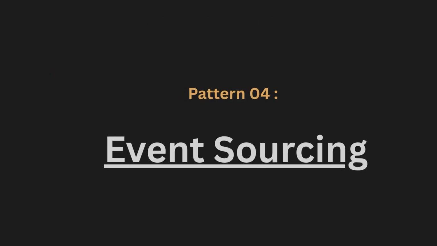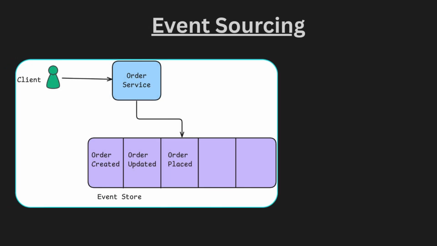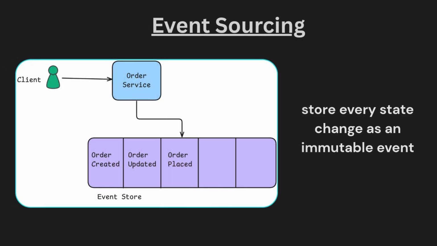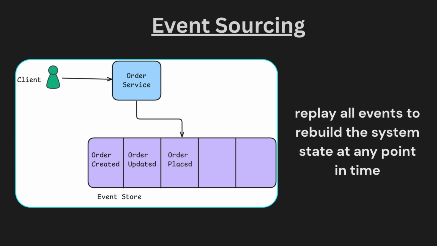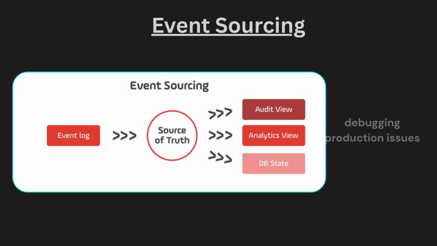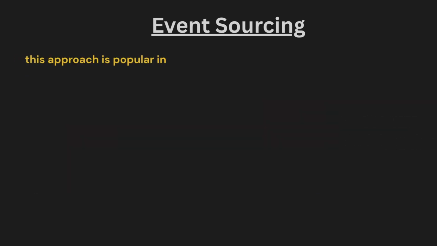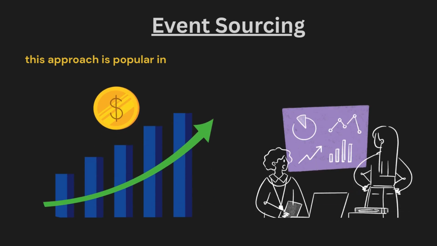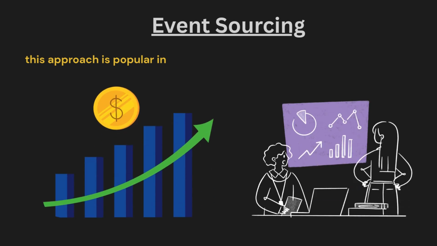Next up, event sourcing. Instead of just storing your current data, you store every state change as an immutable event. That means you can replay all events to rebuild the system state at any point in time. It's amazing for audit trails, debugging production issues, or even time travel debugging to see how your system evolved. This approach is popular in financial or enterprise-grade systems where data integrity and traceability are critical.